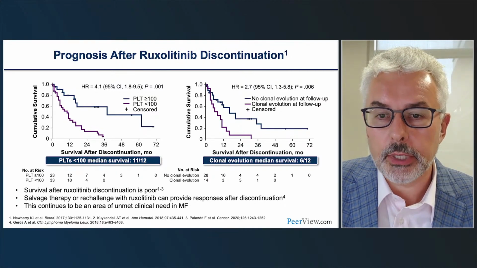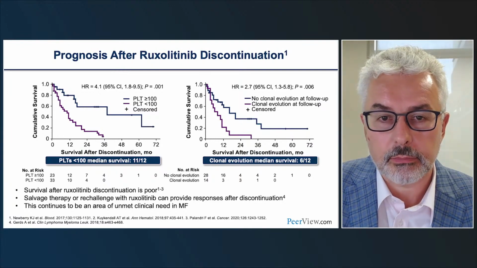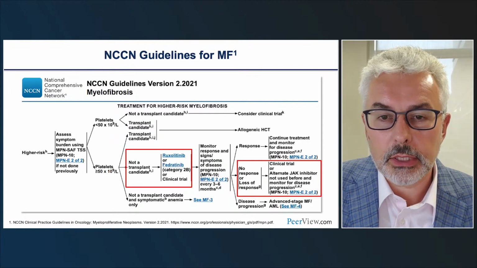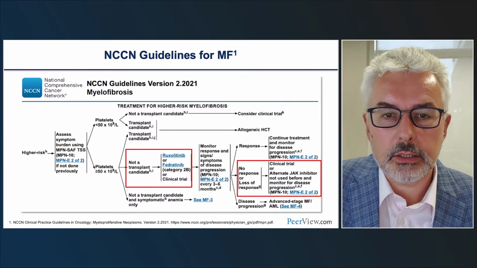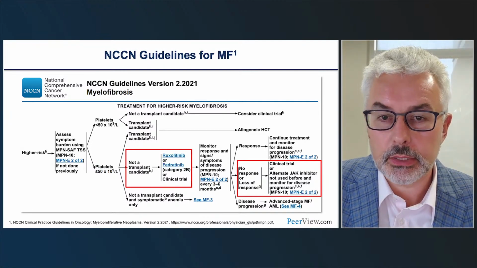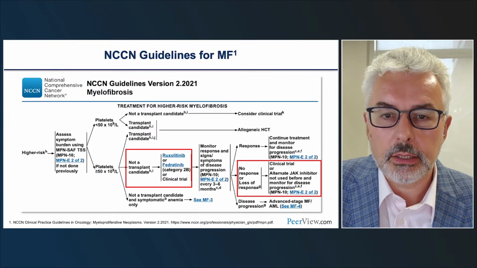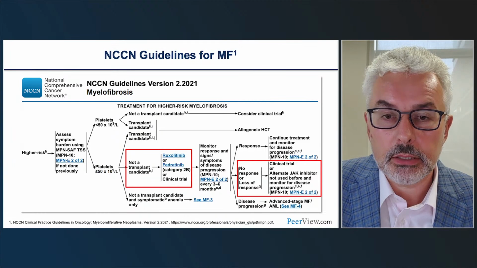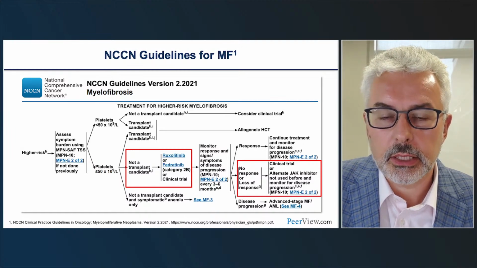So there are clinically relevant or biologically relevant parameters that affect the overall outcome. So what can we do? And here is the NCCN guideline. This is for high-risk myelofibrosis patients, like these patients. We were spending time so far talking about the first box, the red box, which is the non-transplant candidate. This patient was not a transplant candidate at the beginning.